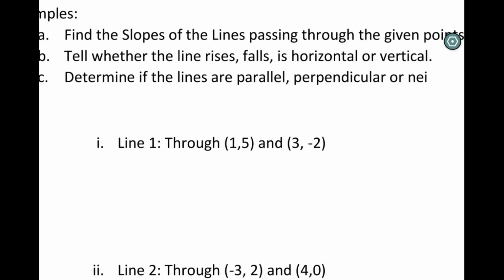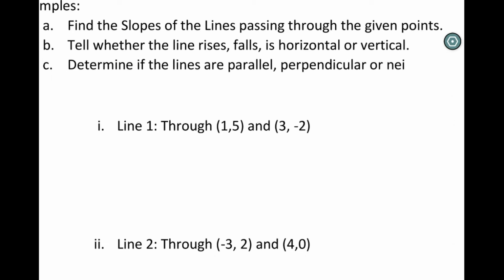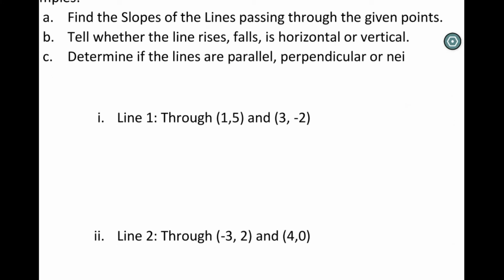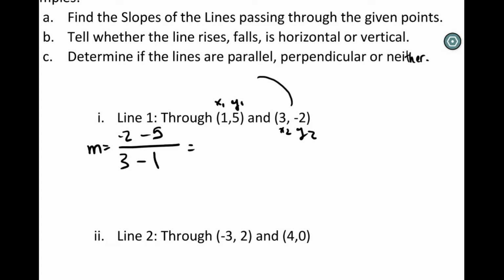Find the slopes of the lines passing through the given points. Tell whether a line rises, falls, is horizontal, or vertical, and determine if they're parallel, perpendicular, or neither. Line 1: we're just going to be finding the slope. So negative 2 minus 5 all over 3 minus 1. If I'm going too fast, all of this is coming from the points. Label them x1, y1, x2, y2. That gives you negative 7 over 2, and that's the slope. Now, is it positive or negative? Well, it's negative, so it's a falling line.